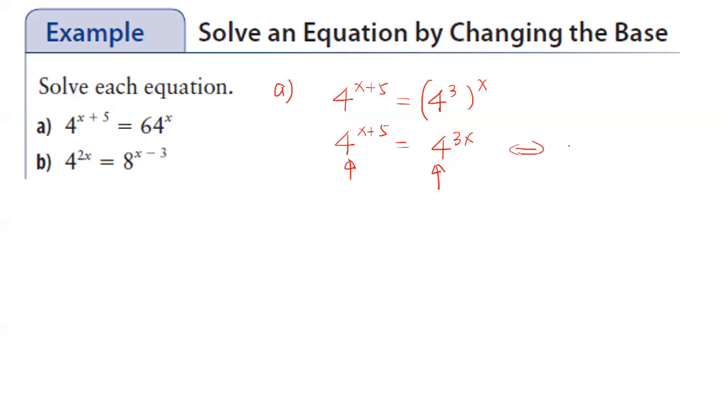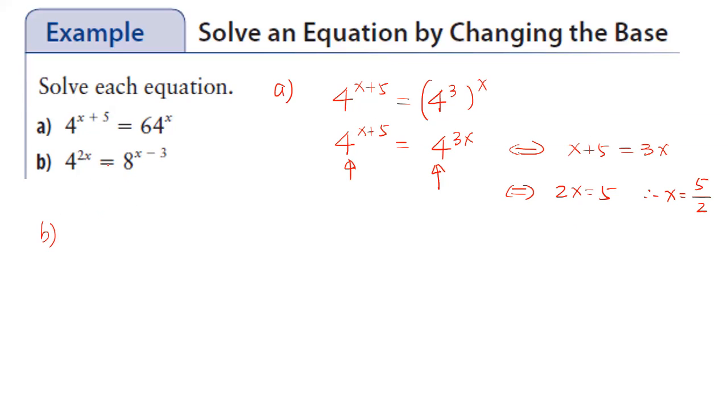That means the exponents must be the same in order to achieve the equality on both sides, right? So that means 2x equals 5, and x is, of course, 5 over 2, right? Okay, next one, question B.